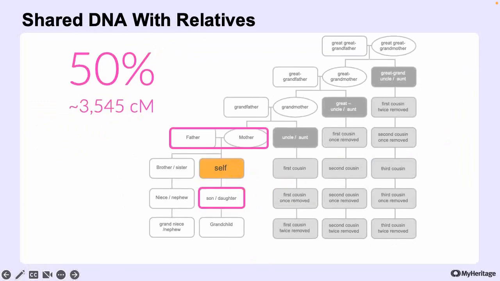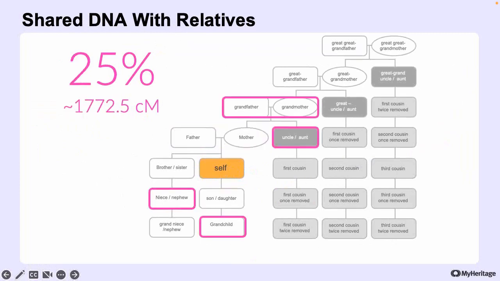Now, 50% means that we share that with one of our parents or a child of ours. We get 50% of our DNA from our mom and 50% from our dad, and we pass on 50% of our DNA to our offspring, our child. So 50% represents either a parent or child relationship. Now, 25%. Let's go down.